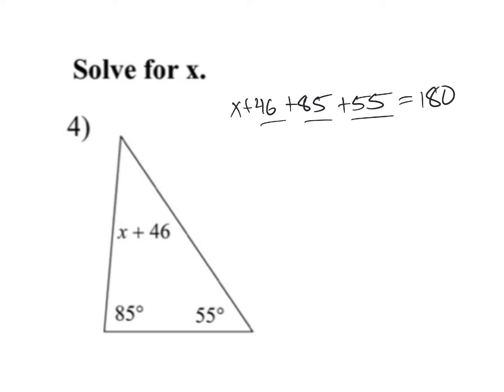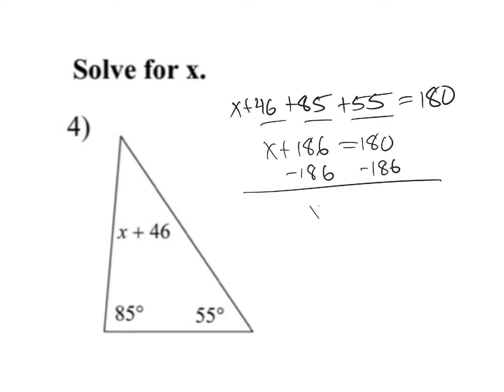46 and 85. It's 131, that's 186. Subtract 186. X equals negative 6. So the only way this works is if x is negative 6. Otherwise it can't add up to 180. All right?